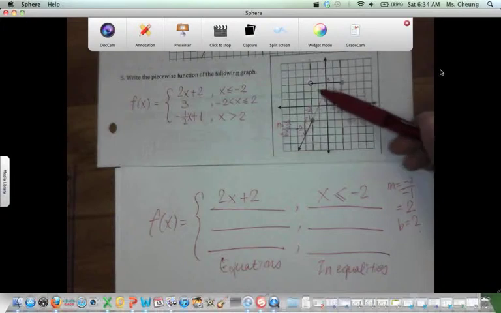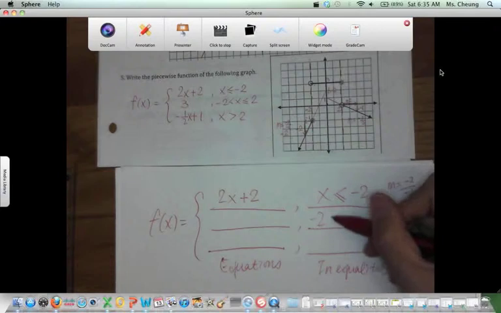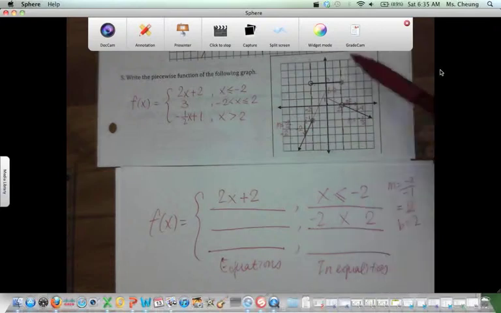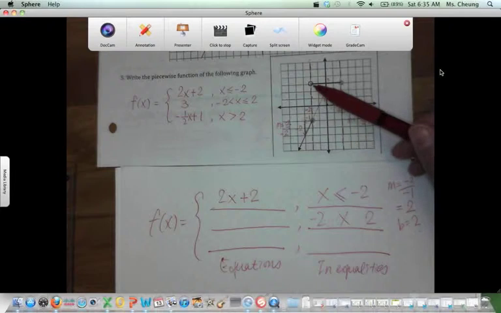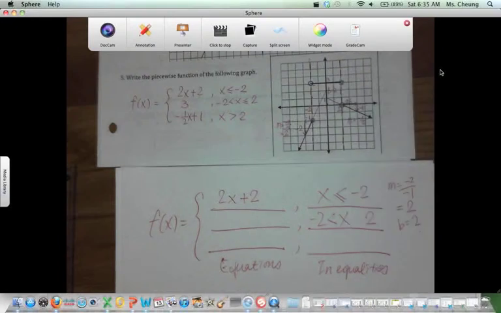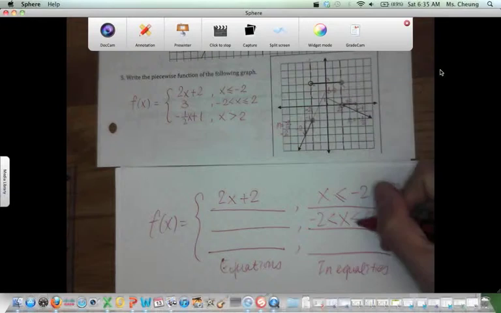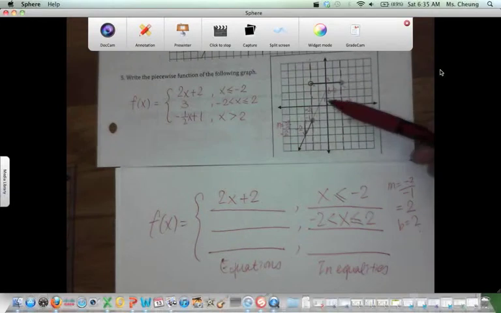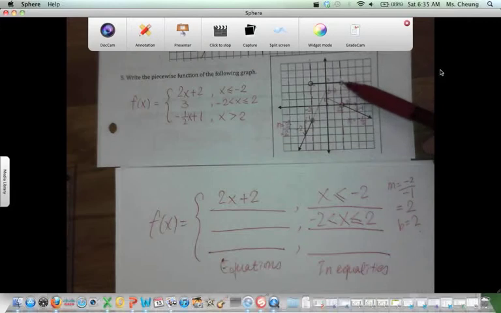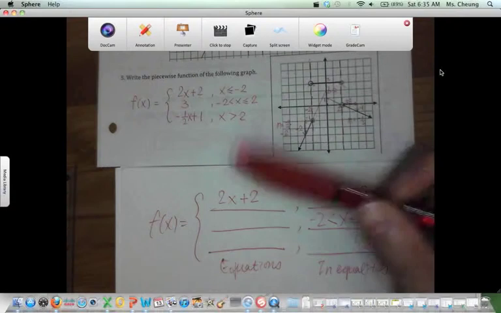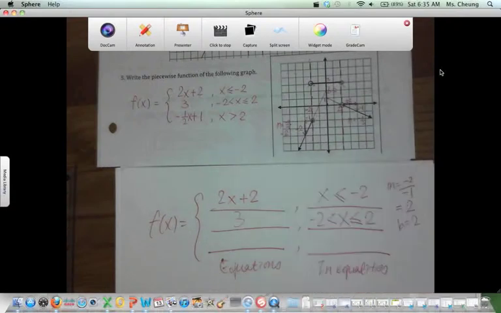The second one is in between -2 and +2, so I can just put -2 and +2, with my x in the middle. So you look at the dot on -2, it is an open dot, so I can just put less than. And the one on +2 is a closed dot, so I'm going to put less than or equal to, and this is a constant function. So I'm just going to put the constant, which is equal to 1, 2, 3. So this is 3. I'm just putting 3 here.